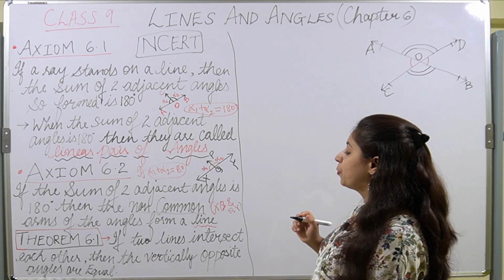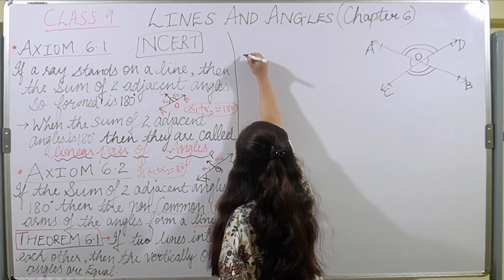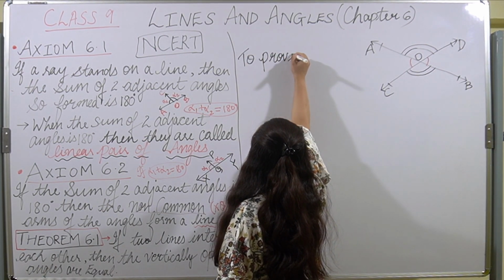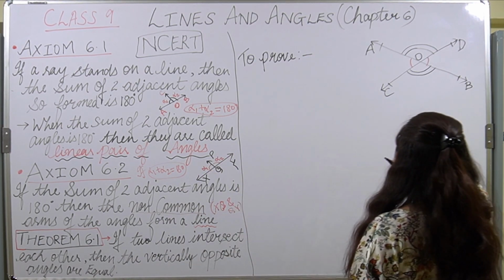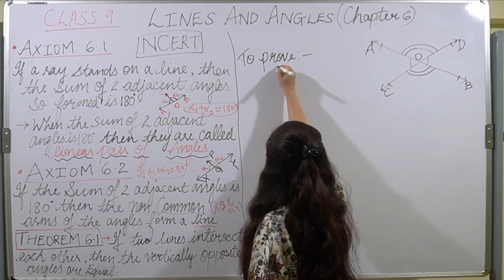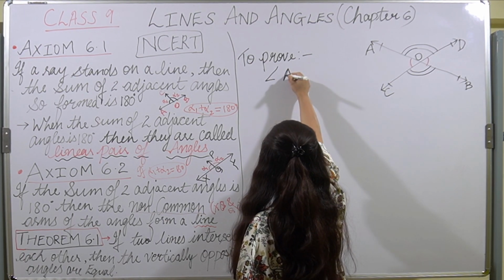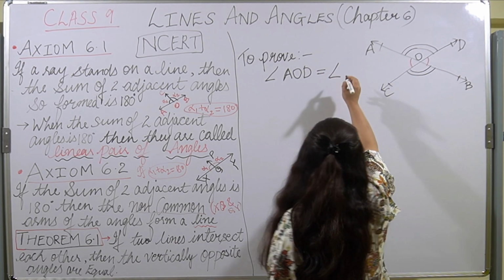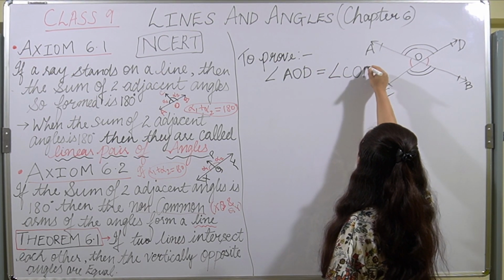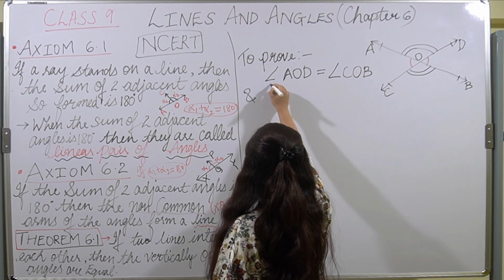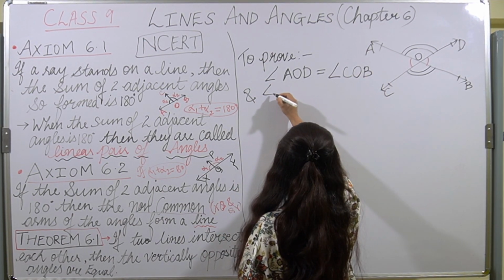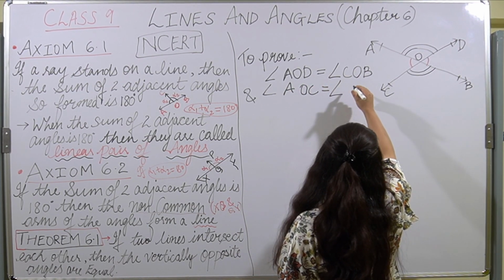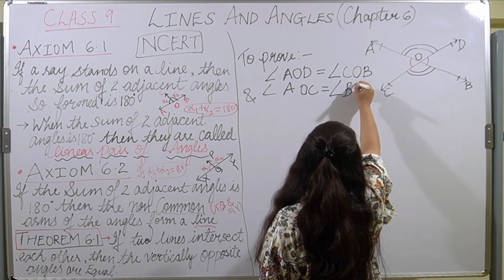So theorem 6.1. What we have to prove? We have to prove angle AOD is equal to angle COB, and angle AOC is equal to angle BOD.